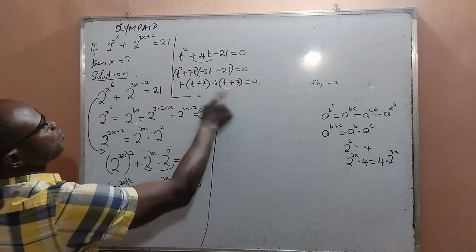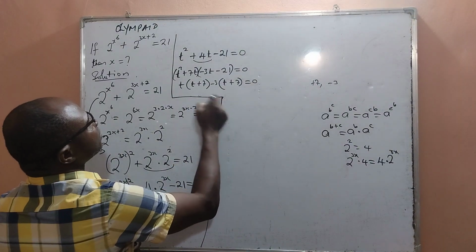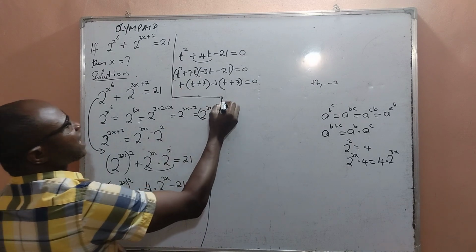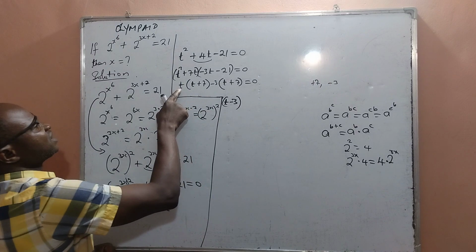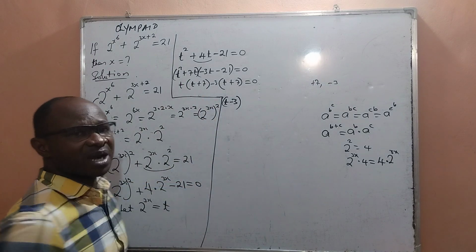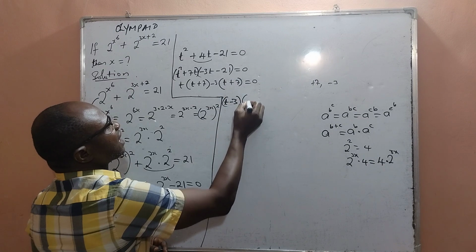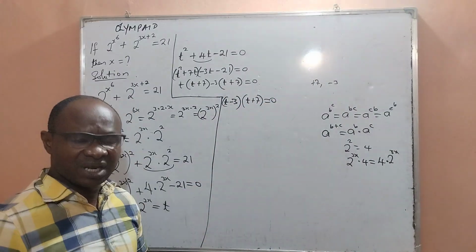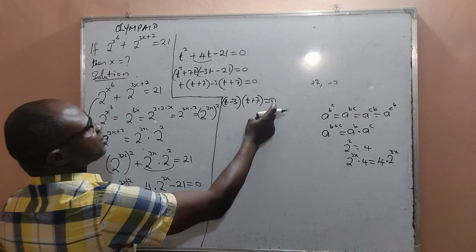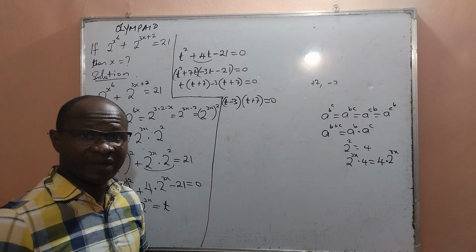You can now see that the two brackets are the same, so I take one of each, and then form another bracket with the values outside the bracket, which is now t minus 3. Using the t outside here and the minus 3 outside here to form a new bracket. Then taking one of the brackets, which is now t plus 7, everything is equal to 0. What this implies is that the first bracket is equal to 0 and the second bracket is equal to 0. So from there we can get the values of t.